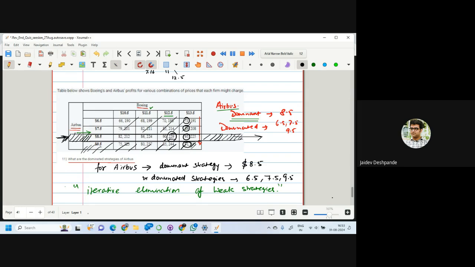In the 10.5 column, circle the value that is highest for Boeing. And again for 11.5 and the one for 3.5. Okay, I think there is a mistake. Yeah. Now, wherever you see a box where there are two circles, that means both players are playing their respective dominant strategies against each other, and that's why it's the equilibrium.